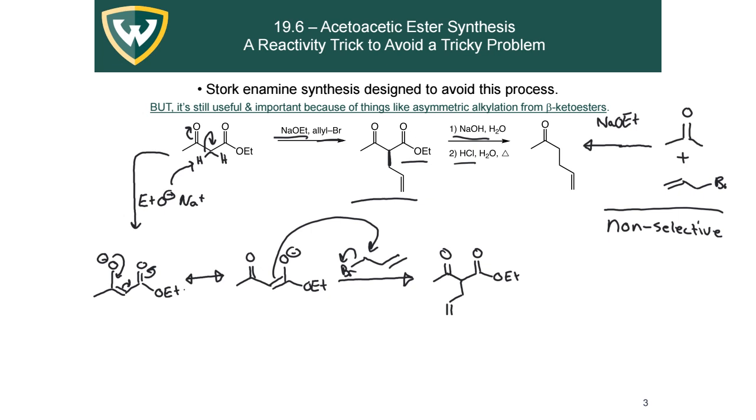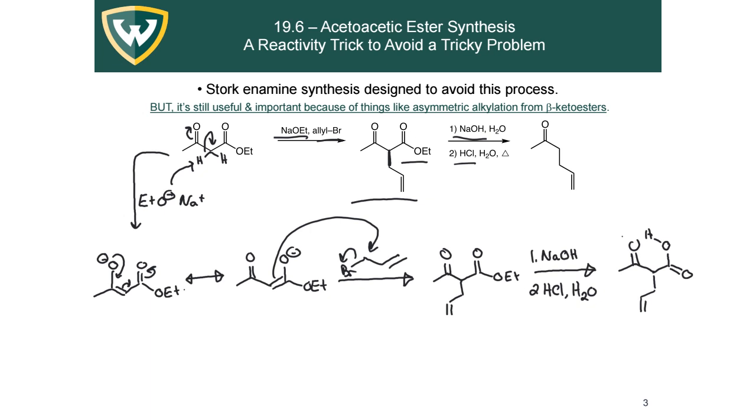This product can be converted into the desired alpha-alkylated ketone by basic hydrolysis of our ester and then acidic decarboxylation. Treatment with base will hydrolyze our ester, and then reacidification with hydrochloric acid will yield this alpha-substituted acetoacetic acid. As discussed in Chapter 17, this compound can undergo decarboxylation to form the enol. The enol then undergoes tautomerization to afford the product.